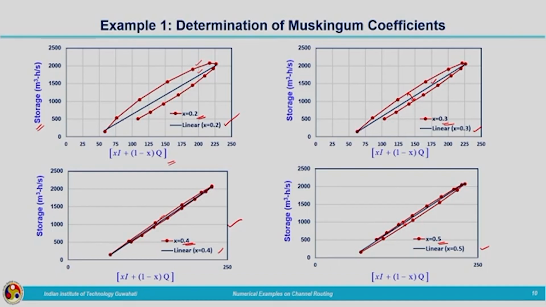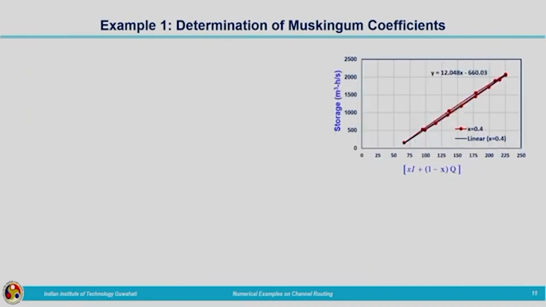So, with the value corresponding to x equal to 0.4, we will compute the k value. How can we calculate the k value? K value is obtained by taking the slope of the fitted straight line. So, we are going to finalize the value of x, that is x equal to 0.4. We have found that for x equal to 0.4, the curve was closer to the straight line.